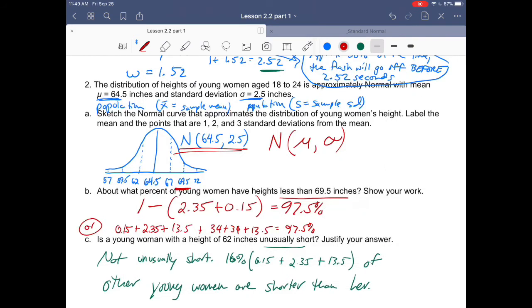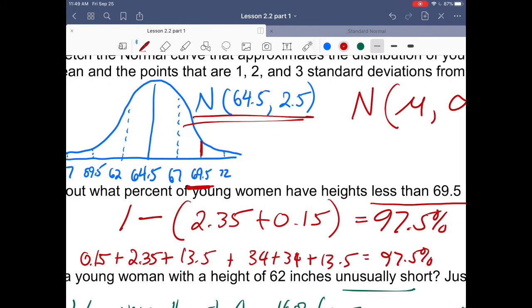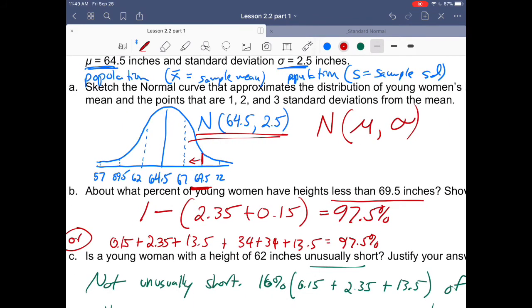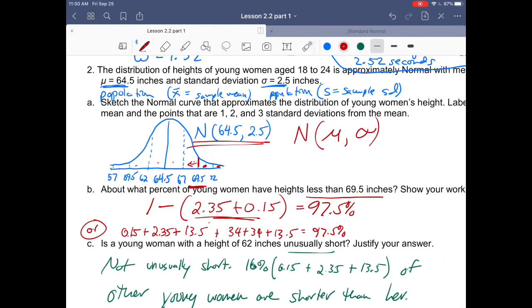Using those now to compute some percentages, what percent of young women have heights less than 69.5 inches? Here's your 69.5 inches. So everything less would be everything to the left of that. You can do it one of two ways. You can add up all of the different intervals that contribute up to there, or my preferred method is to do less work, add up the two values to the right, subtract them from 1 to get 97% either way.